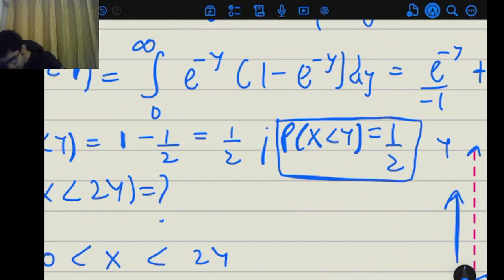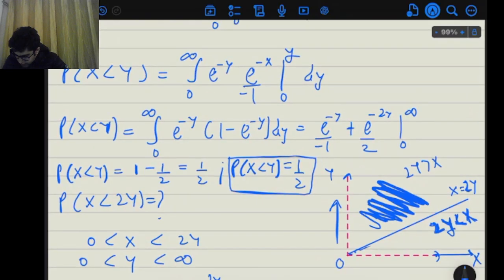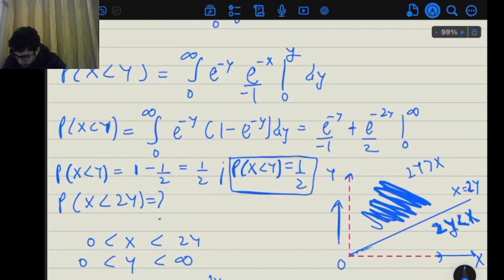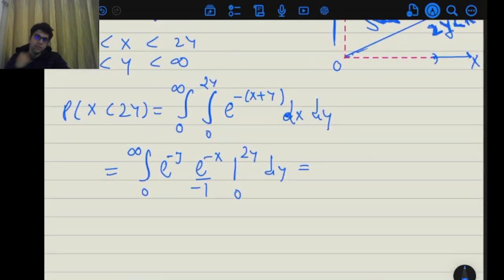So sorry, I made a blunder here, right? I took the limit as 0 to infinity only. Even after writing the right limits, I messed something up, so therefore it is a blunder, right?